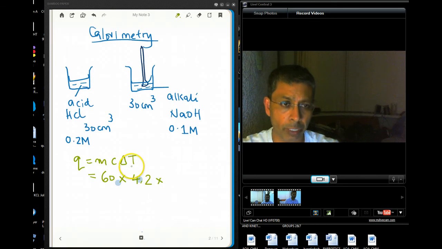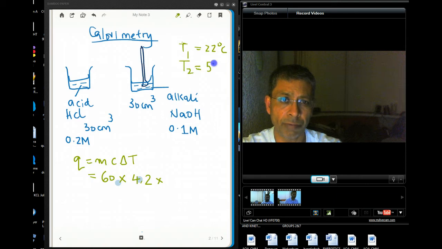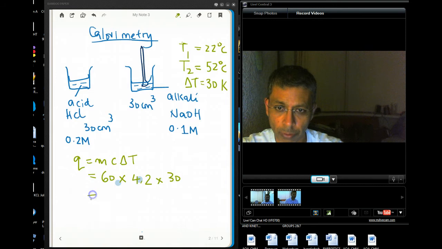Temperature change is measured in kelvins, but the change doesn't really matter whether you use degrees C or kelvin. For example, if temperature 1 was 22 degrees C and your temperature rose to 52 degrees C, then delta T equals 30 degrees centigrade, or even 30 kelvin. Temperature change is the same. So 30, and then you work out your value, and that value will be in joules.